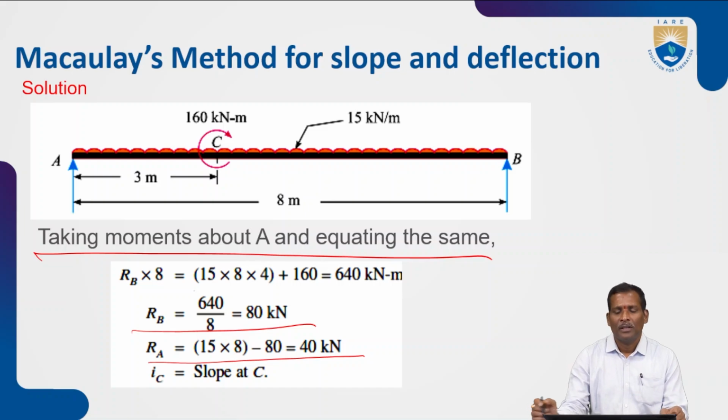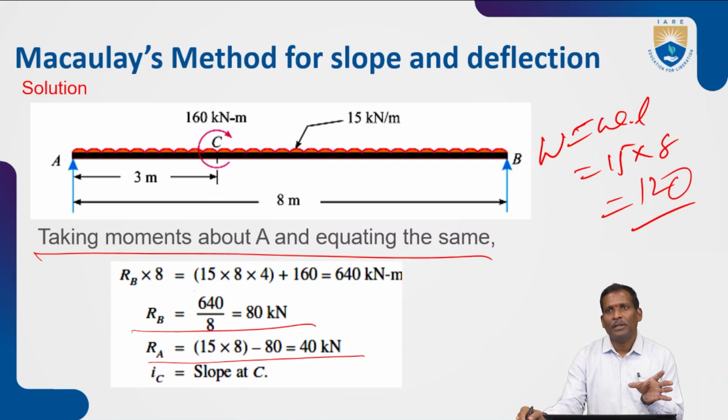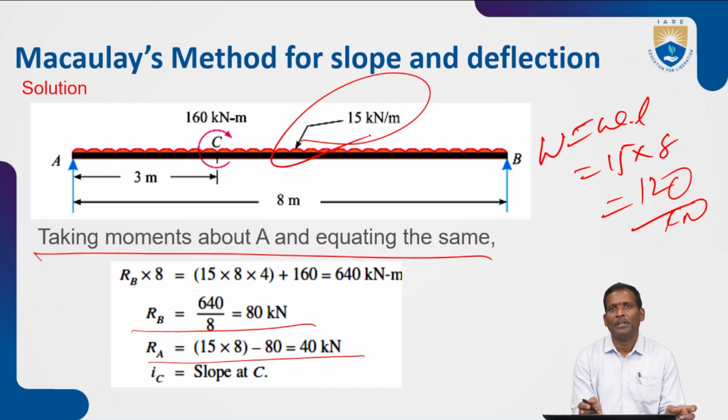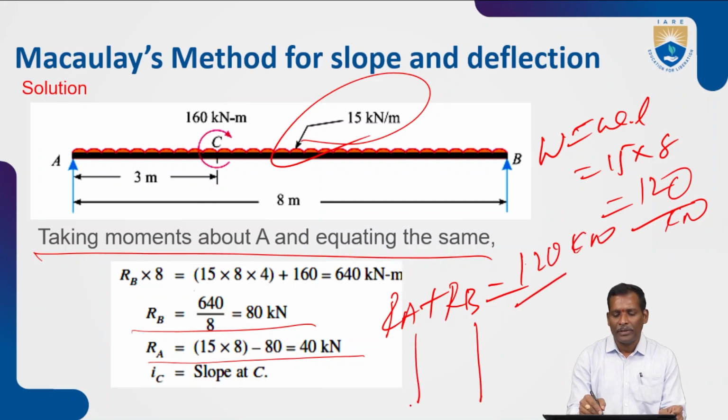So the UDL is converted into a point load. W is equal to w into L, so 15 into 8 is 120 kilonewton. So this UDL is converted into a point load. Now tell me what are the upward forces and downward forces. RA plus RB is equal to 120 kilonewton. Now calculate RA and RB.